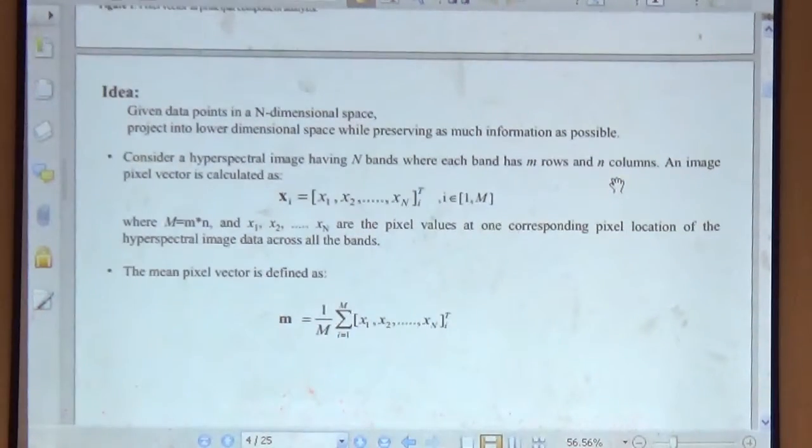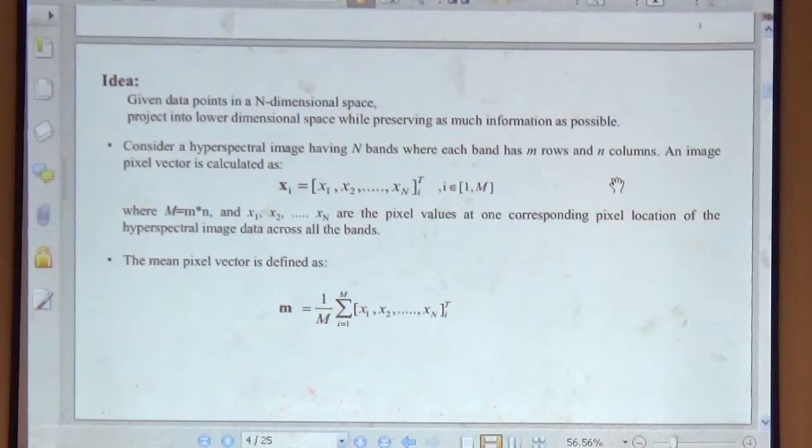So let us now look at the mathematics and understand how we can compute a matrix with which to multiply x to get y. So given data points in an n-dimensional space, when I refer to an n-dimensional space, what am I referring to? For example, I am referring to a vector space which has how many coordinate axes? N, capital N coordinate axes.